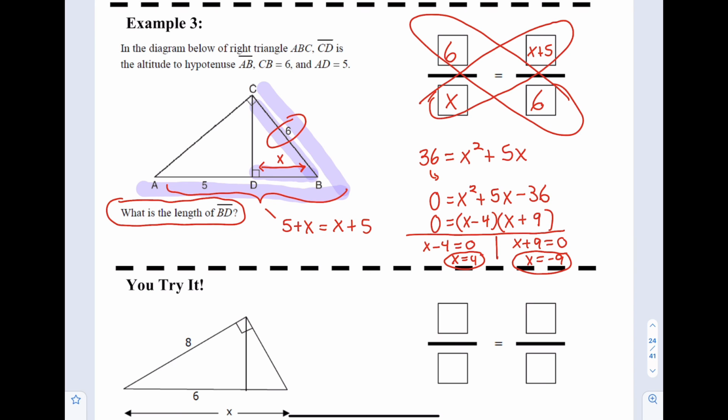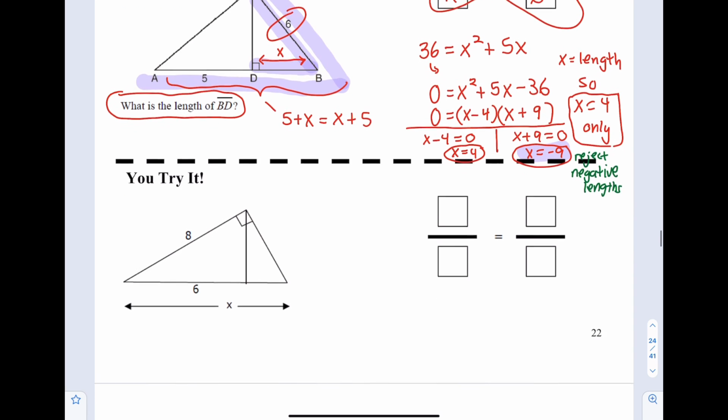Now remembering that x represents a length of a triangle side, I have to know that this negative 9 answer is no good. So x equals 4 can only be the answer here. We can only have positive lengths. All right, so what we would say is that x equals negative 9 is something we're going to reject. And that's in the context of this problem. If we were solving a quadratic equation in general and x didn't represent a length of anything, it was just a number, we could take both solutions. But in this case, it represents something.